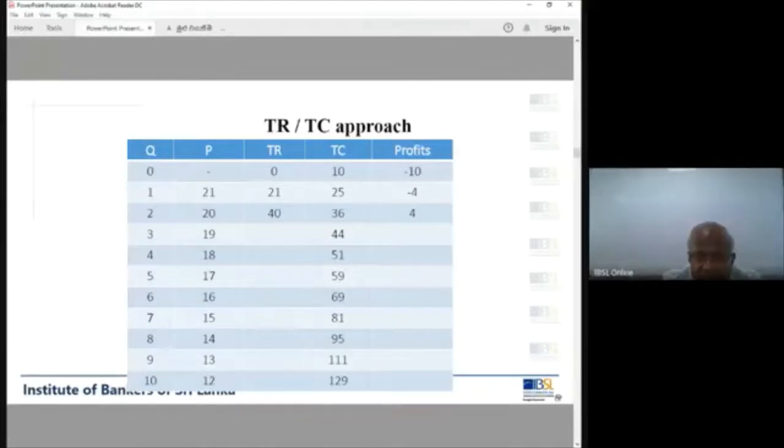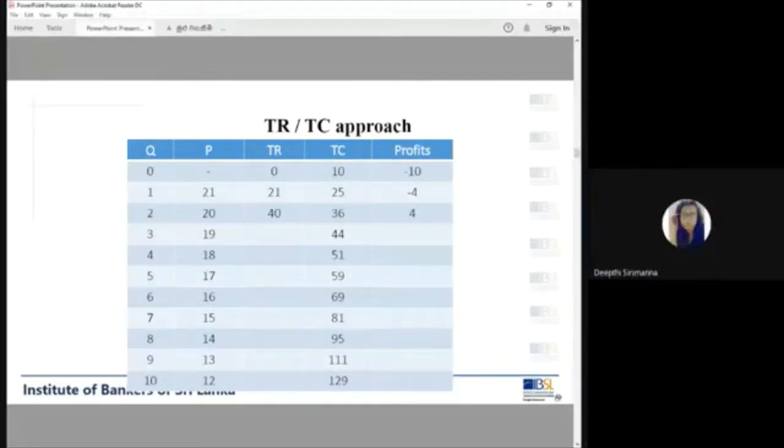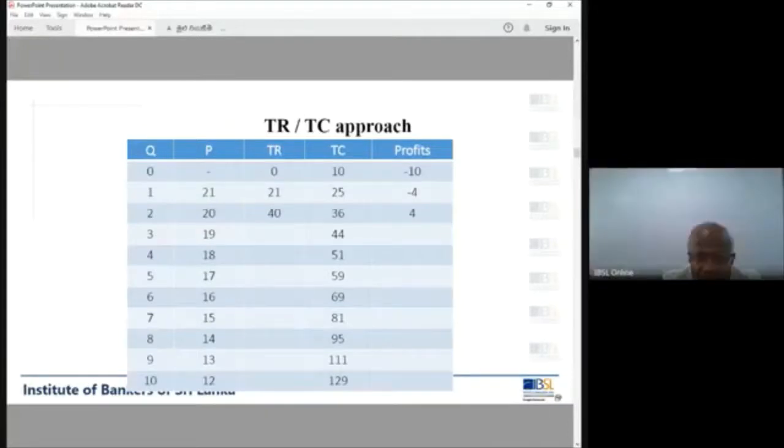6 into 16, 96. 96 minus 69, profit. 7 into 15, 105. 105 minus 81, profit. 8 into 14. Like that you can calculate the profit, right? Okay. Now, at what level of output is the profit maximized?